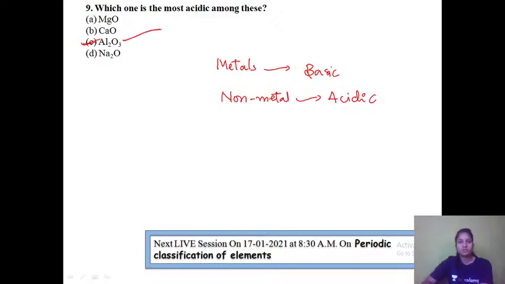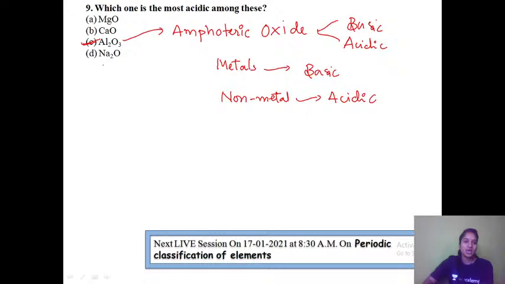Aluminium oxide. Here it is actually amphoteric in nature. Not only acidic, but an amphoteric oxide, which means it can behave both as a basic oxide as well as an acidic oxide, and that's how we chose aluminium oxide. We should know that it is an amphoteric oxide.